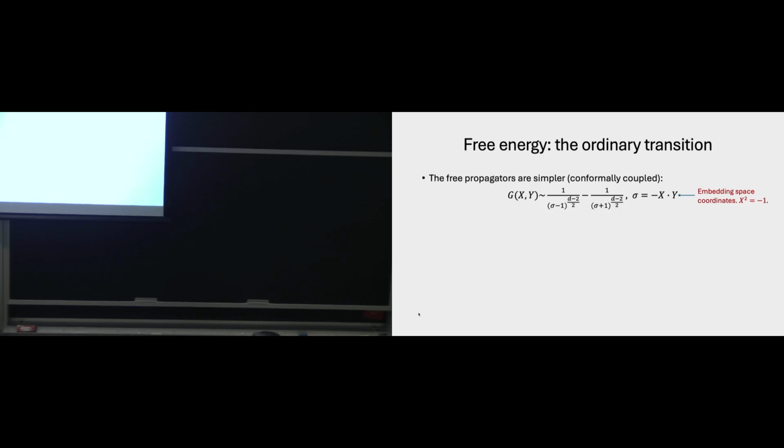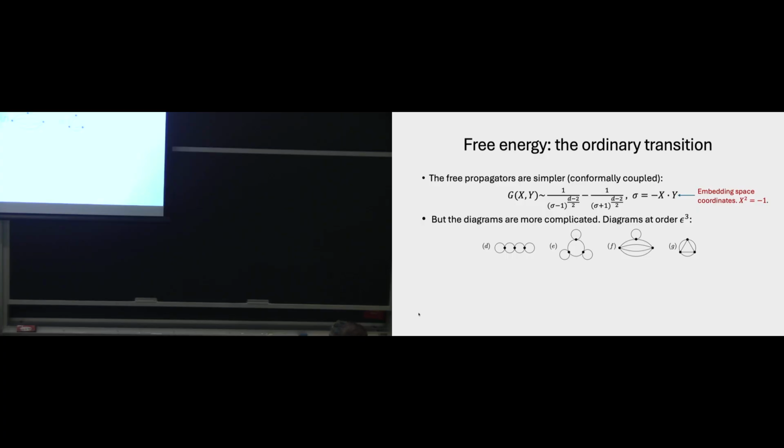And then, okay, let's move to the ordinary transition. In this case, the propagator is easier because the scalars are conformally coupled. Here this is AdS. I use the embedding space coordinates. So x squared equals -1 is AdS, and given 2 points, this is the AdS invariant.